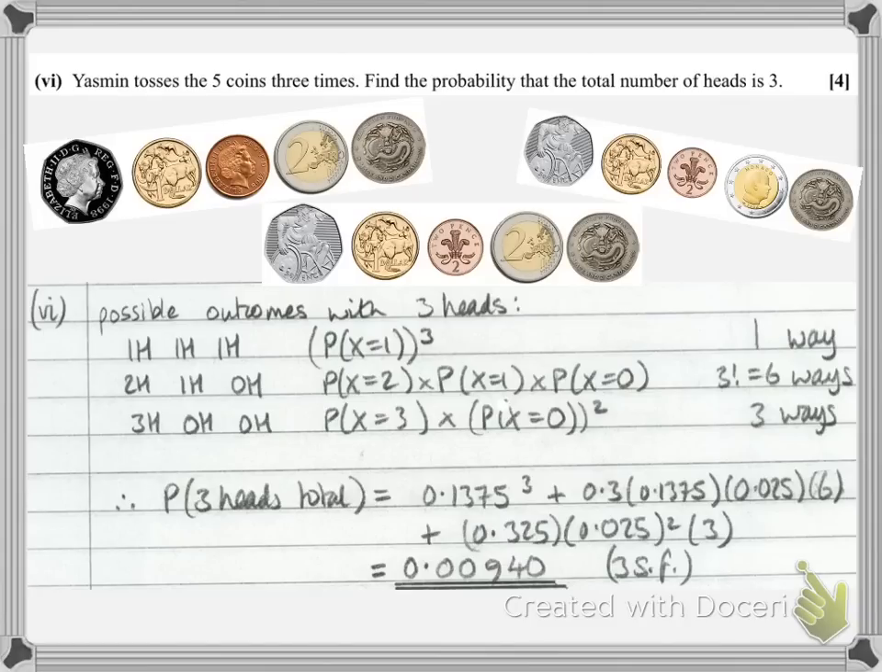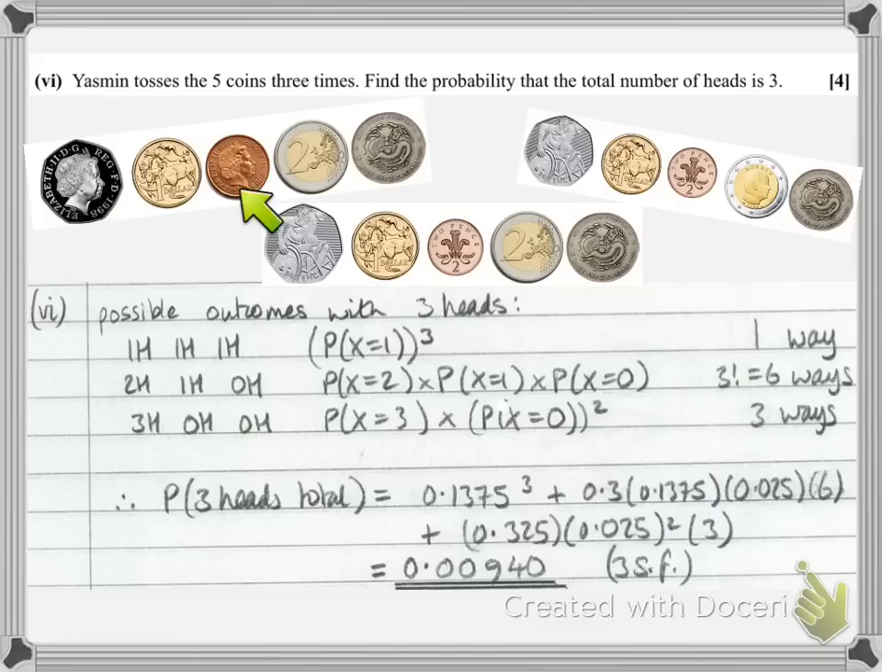And finally, we're on to part 6. This is probably the most confusing part of the question, so we need to think very carefully and keep a clear head while we're doing it. So, Yasmin's going to toss the 5 coins 3 times, and we want to find the probability that the total number of heads is 3. Well, there's lots of ways this could happen.